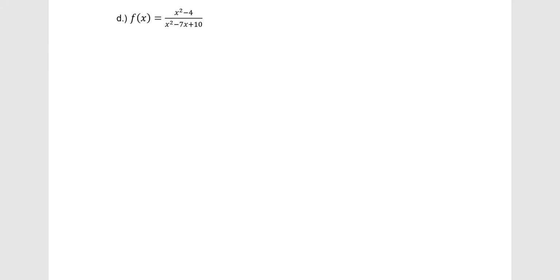Okay, so a couple more here. So x squared minus 4 over x squared minus 7x plus 10. So first, let's factor this. The numerator is a difference of squares, which factors to x plus 2 times x minus 2.